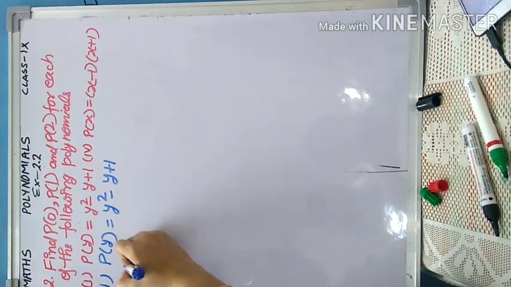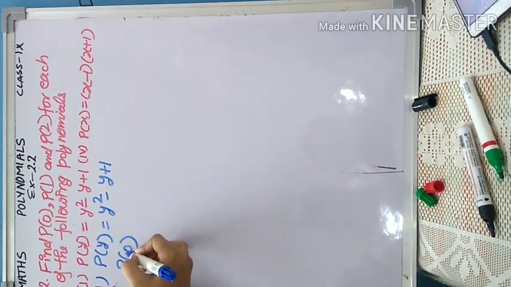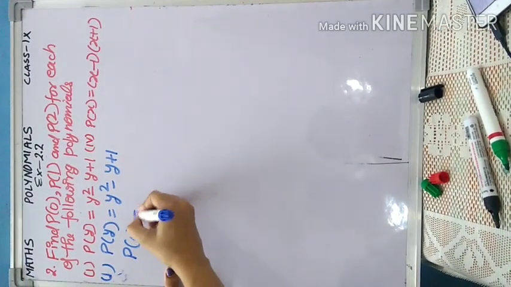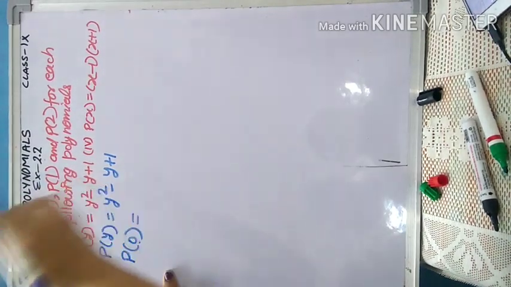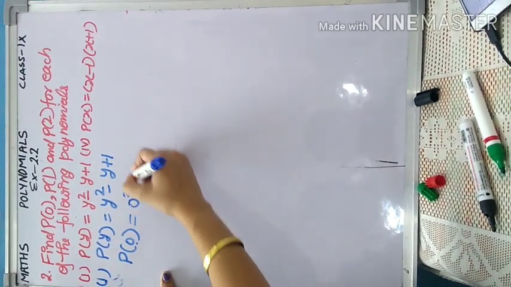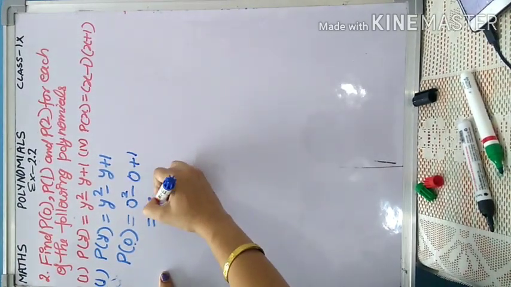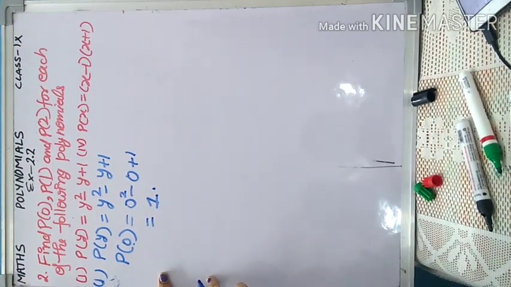And I am finding this P0. So what is meant by this? At this place of y, what you have written here? 0. So there also you will be writing 0 at the place of y. Wherever y is given, there put 0. So this is simply 1. You have found the value.